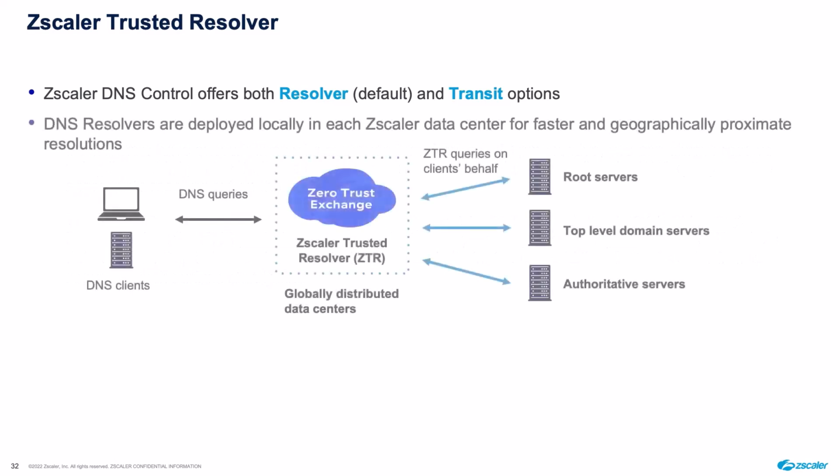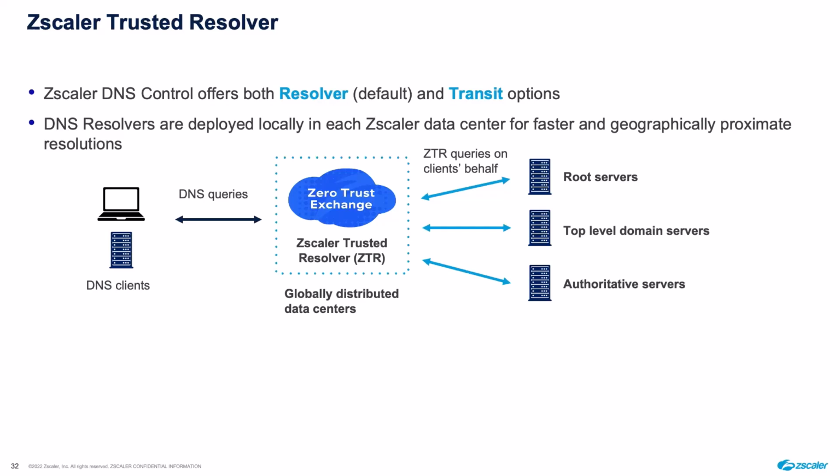Also, Zscaler's DNS resolvers are deployed locally in each data center for faster and closer geo-proximity reasons. So as I mentioned, across all the data centers, we have individual DNS resolver clusters made available in each of the POPs or data centers. As you could see in this example, the clients forward the DNS requests or queries to the Zscaler platform. Once that request comes to us, by default, we do the resolution with an option of sending it to an upstream resolver based on the configuration.